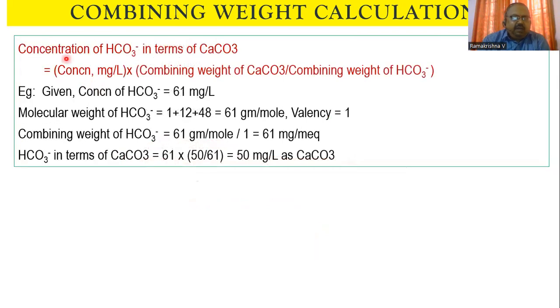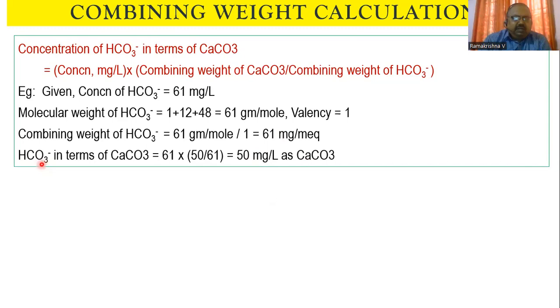Similarly, if you want to find out the combining weight of bicarbonate, the molecular weight is 1 plus 12 plus 48, 61 grams, and the number of ions here is only 1. So the combining weight is 61 by 1, 61 milligram per milliequivalent.